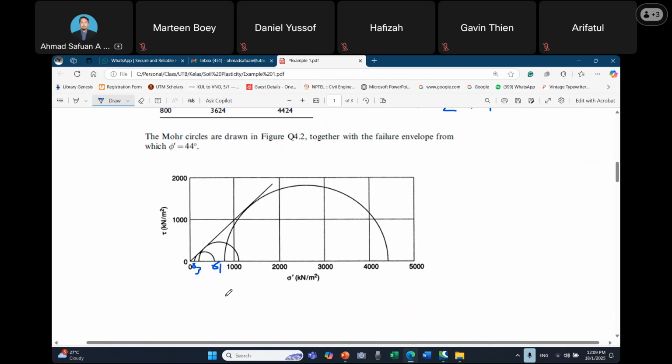In order to plot this Mohr diagram, you need a compass to draw the half circles of the Mohr diagram.